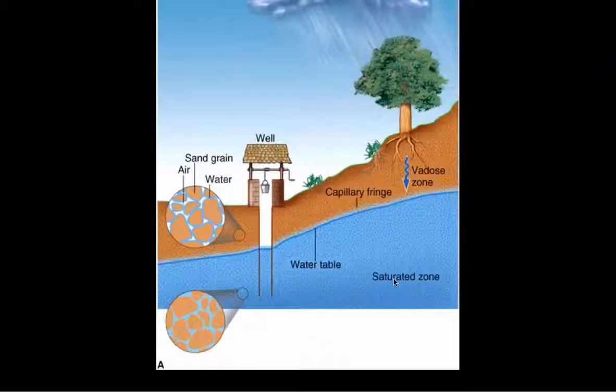Again, this is showing you the saturated zone, the zone of aeration, or the vadose zone as this calls it, and the capillary fringe. If you've ever stuck a straw into a glass of water and looked, you'll notice that the water creeps up the straw just a little bit. That's a capillary action effect.